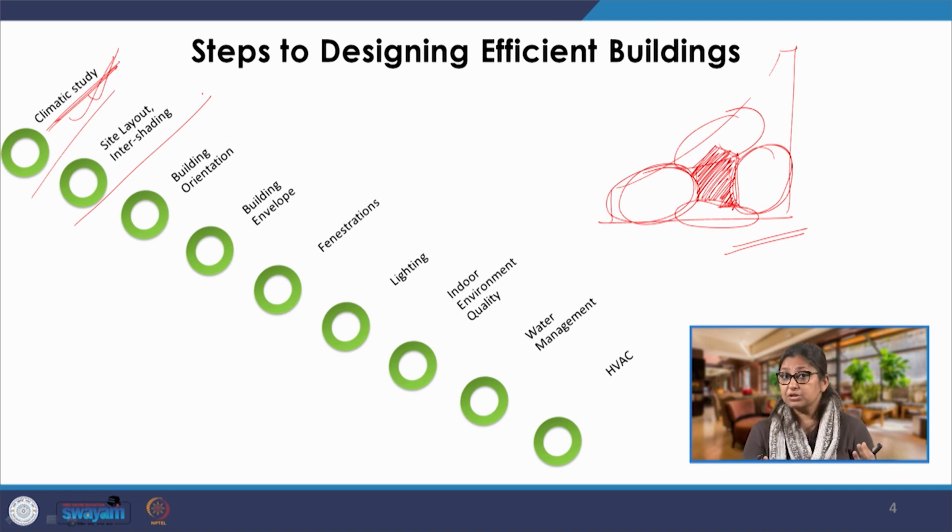When will we need more shading? When there is a lot of sun, but we need to cut off that sun. When do we not need intershading? When we have a lot of sun and we also need a lot of sun, that is in a cold climate. Based upon this climate study, we will first do the site layout and intershading.